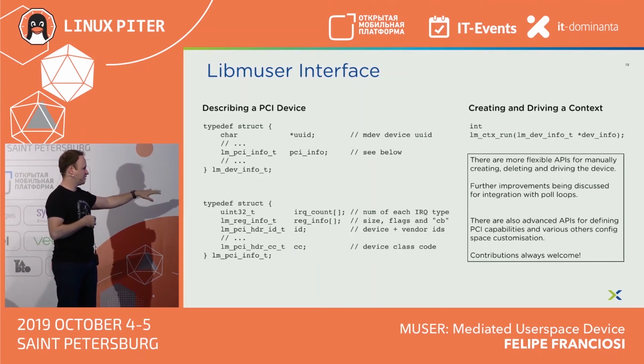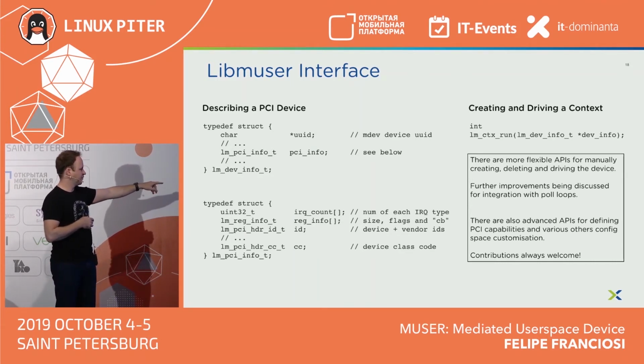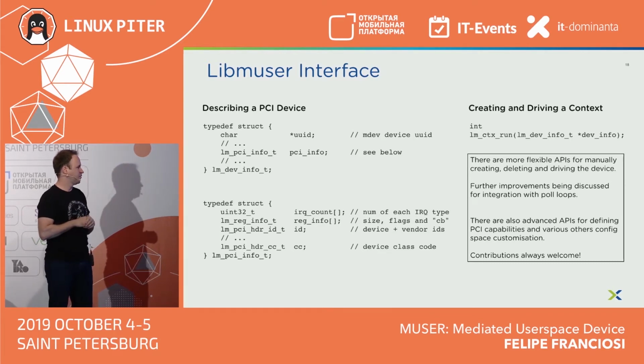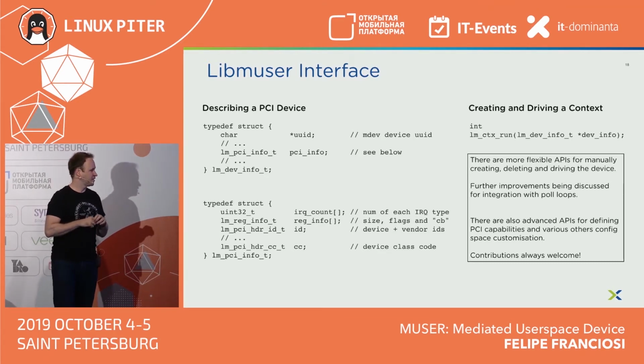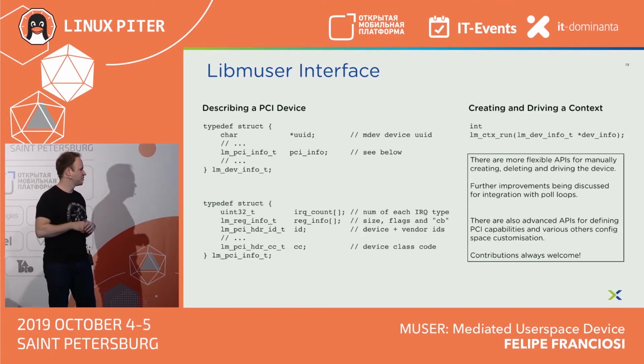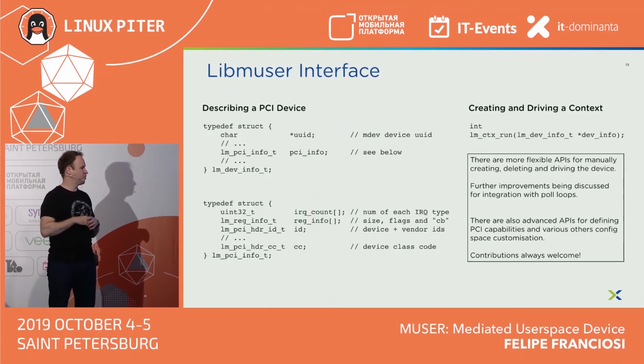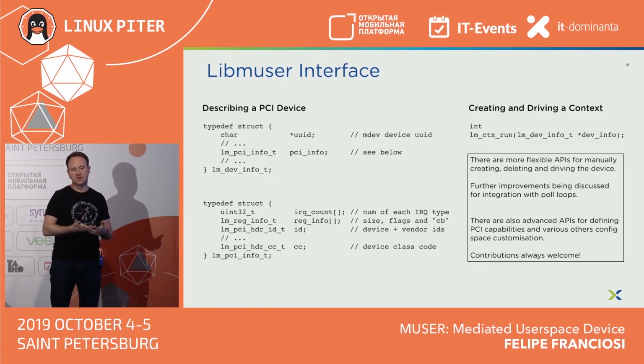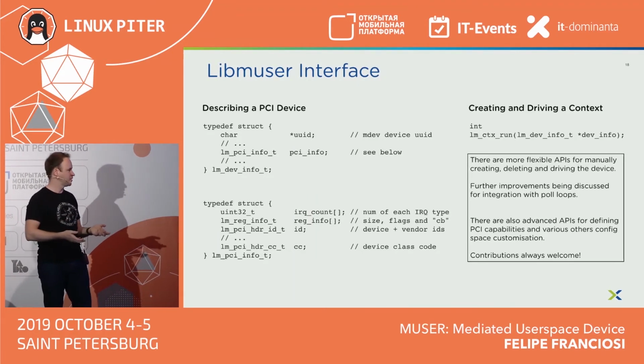So the PCI info has a lot of things, but what you care about is this array called IRQ count that tells you how many of each type of interrupts you have. So INTx, MSI, and MSI-X is 3 entries. And then the region info, where you set the information about that region. So there are 6 regions, as I said.